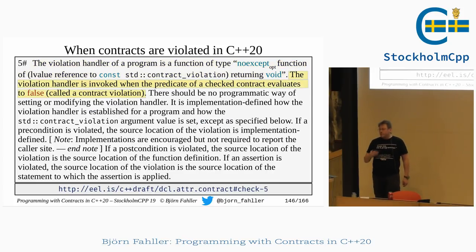The violation handler is invoked when the predicate of a checked contract evaluates to false. That is a contract violation. There should be no programmatic way of setting or modifying the contract handler. If a precondition is violated, the source location is implementation defined. Note, implementations are encouraged but not required to report the call site. Interesting.